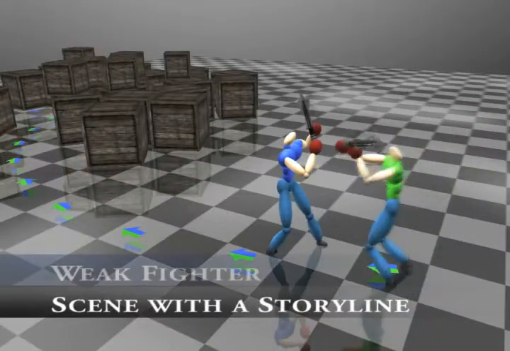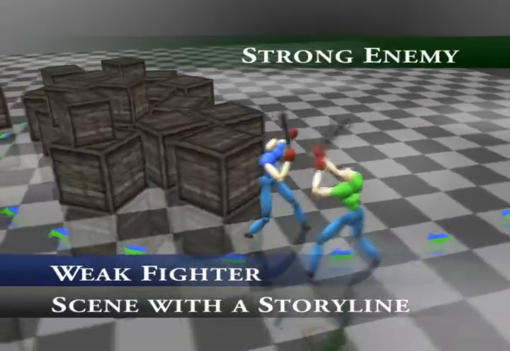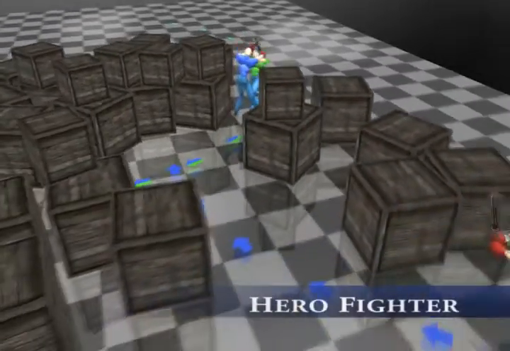Here is a typical scene in a movie where a weak character is attacked by a strong enemy and then a hero character joins in to knock down the strong enemy. The three characters cooperate with each other to follow the storyline.